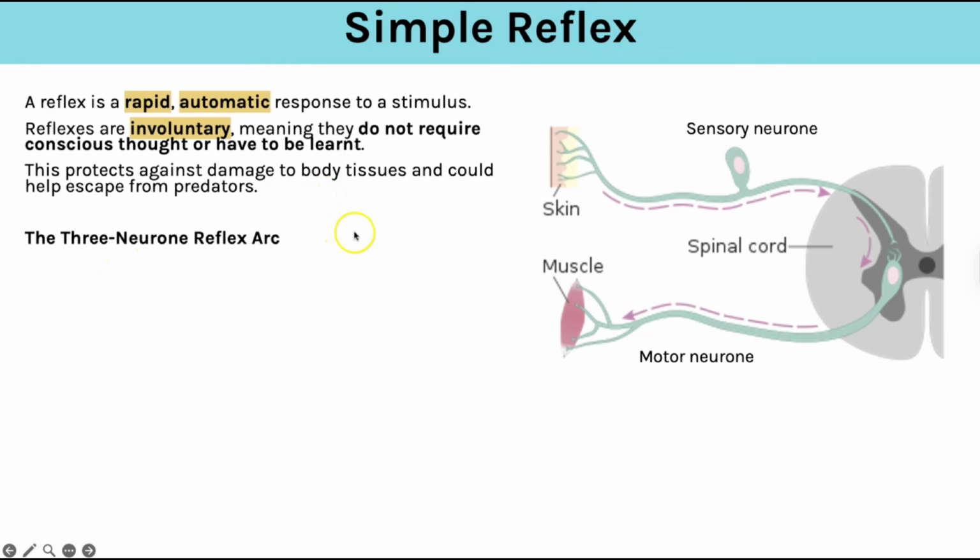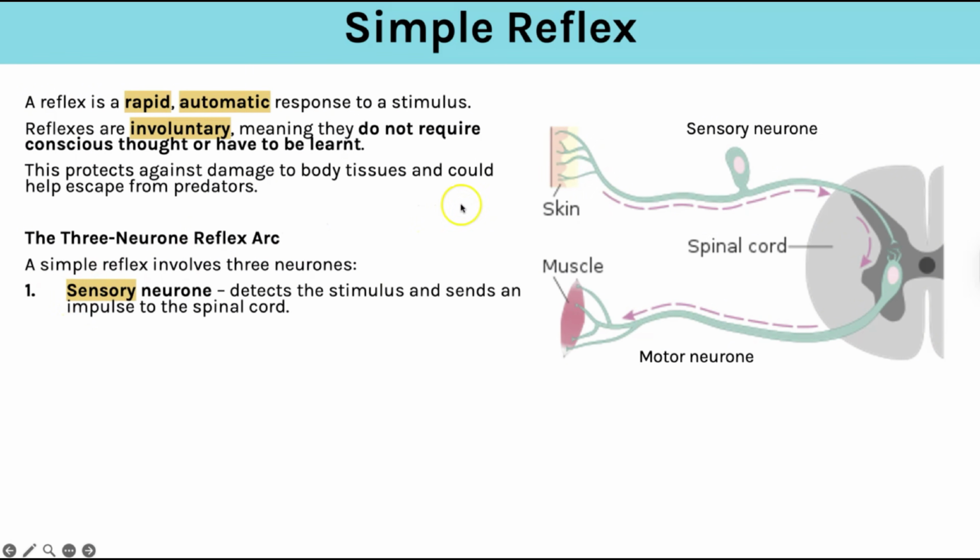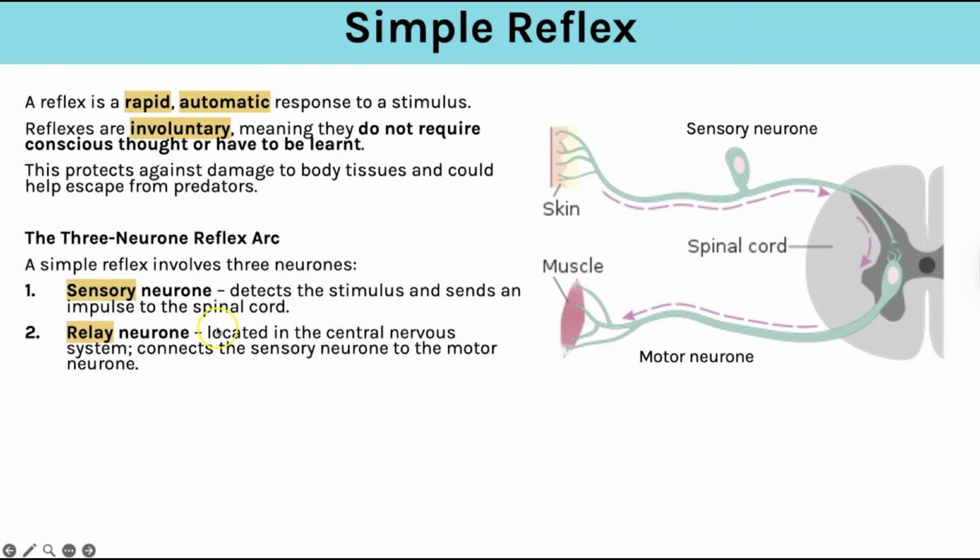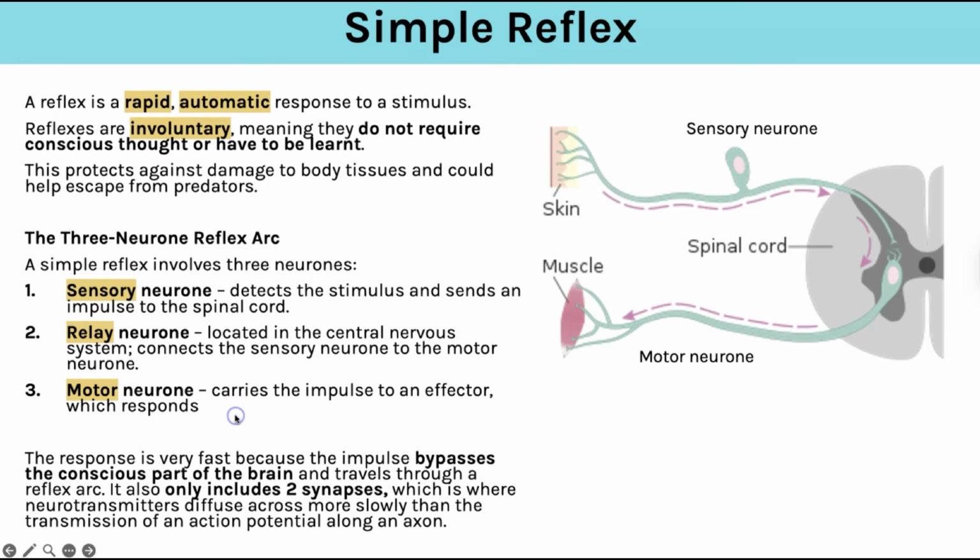There are 3 neurons in a reflex arc, so it's very, very simple. You have the sensory neuron, which is going to be connected to the receptor. That detects a stimulus and sends an impulse to the spinal cord. The relay neuron is going to be located in the central nervous system, which will be the spinal cord for a reflex. And then the motor neuron that carries the impulse to an effector to carry out the response.